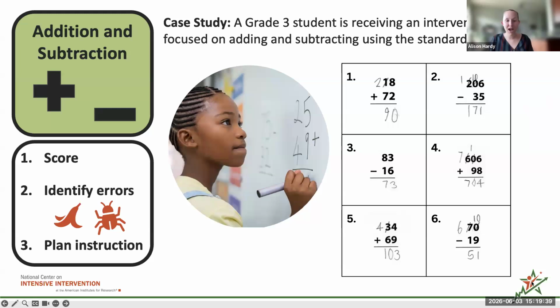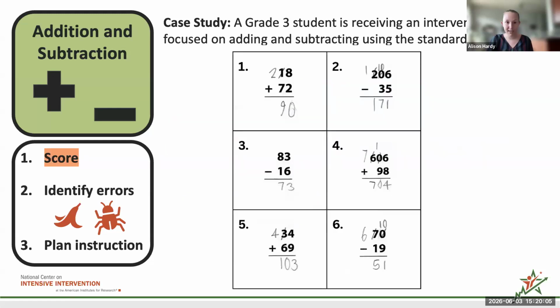Okay. So now we're going to look at a grade 3 student, and these types of work samples are probably a lot more familiar to you all, especially those of you that taught upper elementary or even middle school, because this student used the standard algorithm. So for this case study, we have a grade 3 student who is receiving an intervention on adding and subtracting using the standard algorithm.